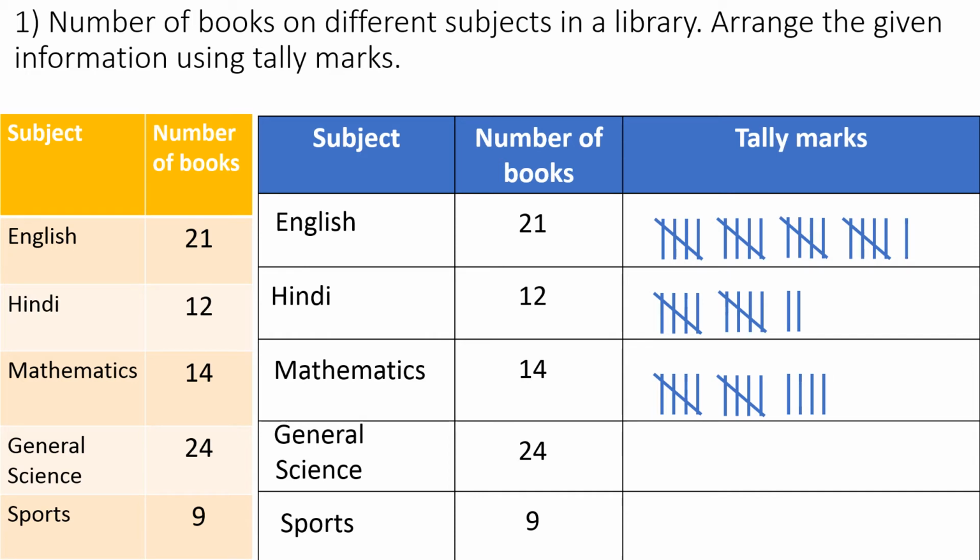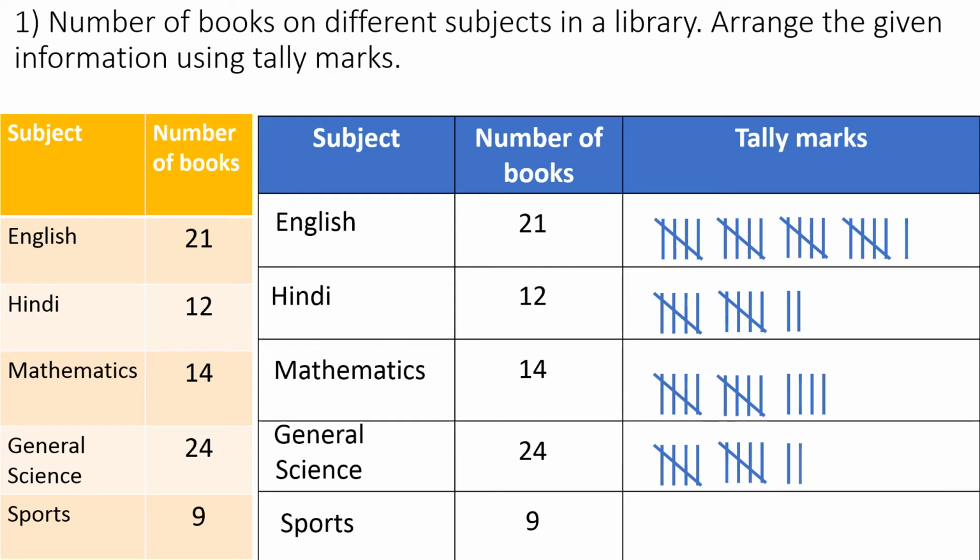The next is General Science. For General Science, we have 24 books. So draw 24 lines. Let's count. 1, 2, 3, 4. Cross fifth line. 6, 7, 8, 9. Cross line for 10.